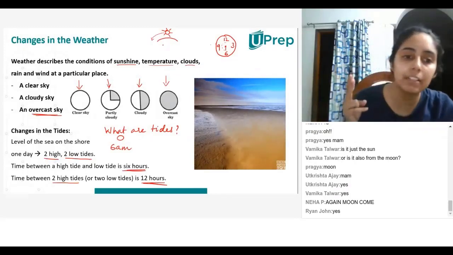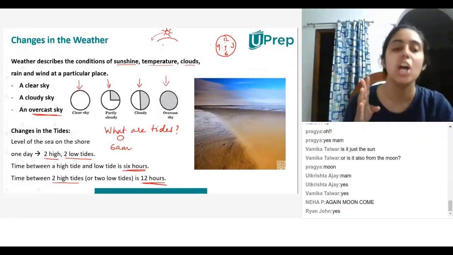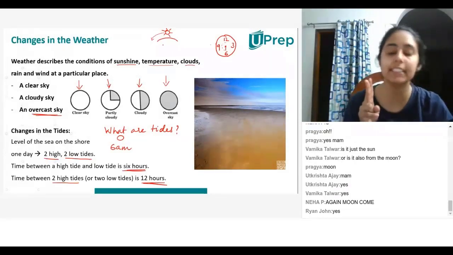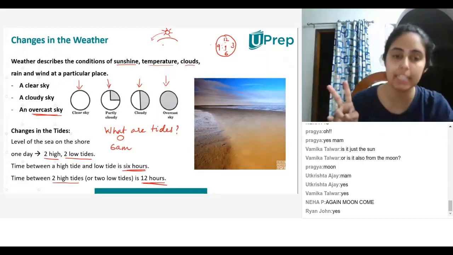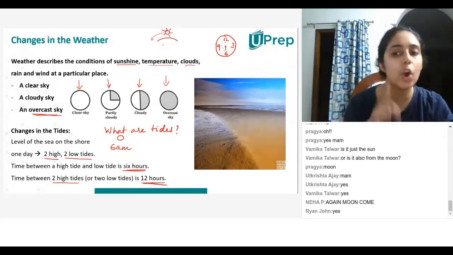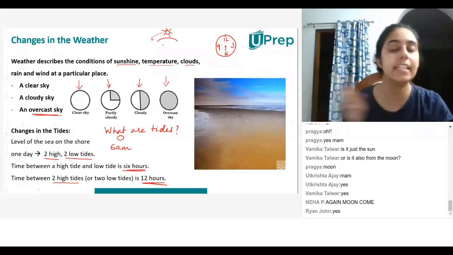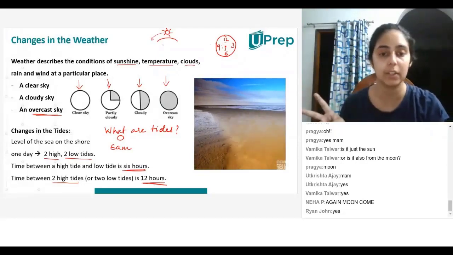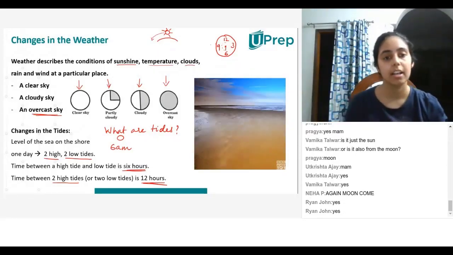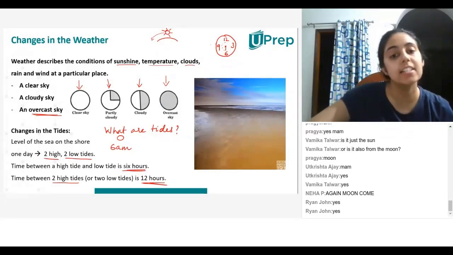Tides only happen 4 times in a day. So 2 high tides take place and 2 low tides take place. Tides are not the same as waves. Waves and tides are 2 different things. Yes. So after 6 hours, again the sun.